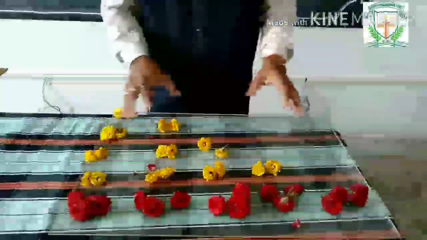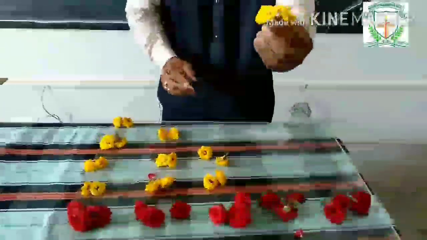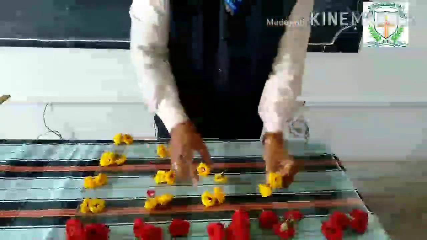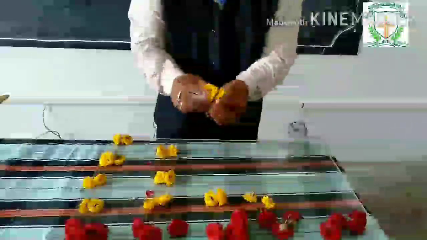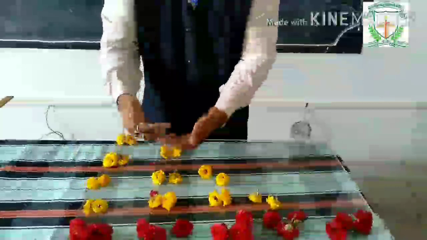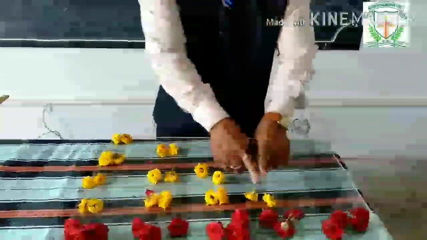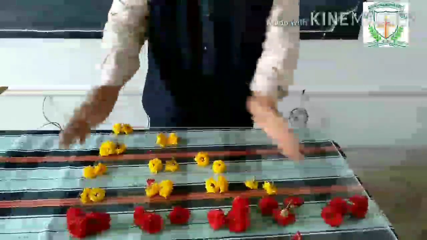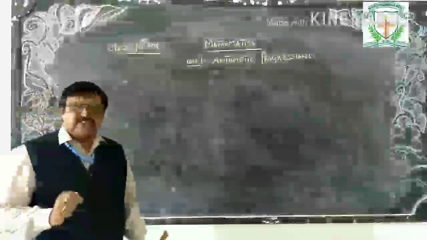This is an activity. Here you can see yellow is 2. That is D. Common, a fixed number. All D's are fixed numbers, 2, 2, 2, 2. The number of times it differs. But A is common. That means in each term, A is the same. It will not change.